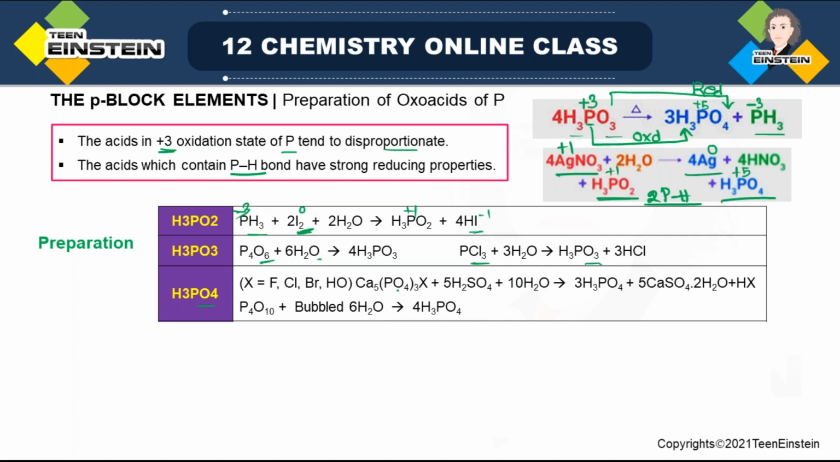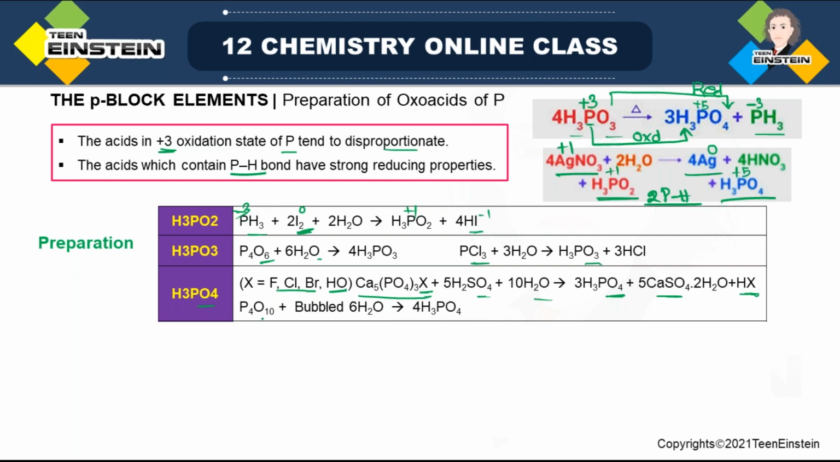Now for H3PO4, you have to start from this type of compound: calcium phosphate, Ca5(PO4)3X. What is X? X may be any halogen or it may be a hydroxide group also. Now this compound of calcium and phosphate is treated with water and H2SO4, and you get H3PO4. And this is the fate of the calcium compound: it is converted to calcium sulfate and HX. Now this may be HF, HCl, HBr or water, depending on the nature of X. So this is one method.